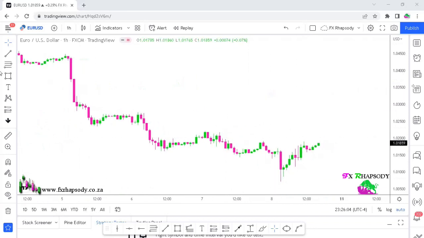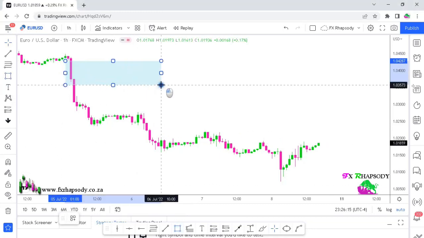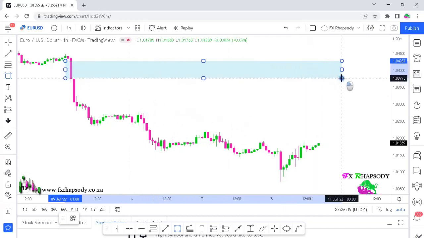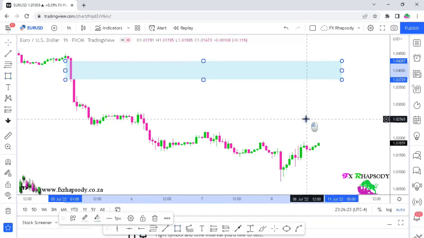Okay, so what we can see over here is, I'm going to highlight just a couple of areas for you. First of all, I'm going to highlight this area for you. This is an area of imbalance in the market, so that's going to be a big area. I'm just going to draw it out to the side for you so you can see. So that's an area I would like to see price returning to.